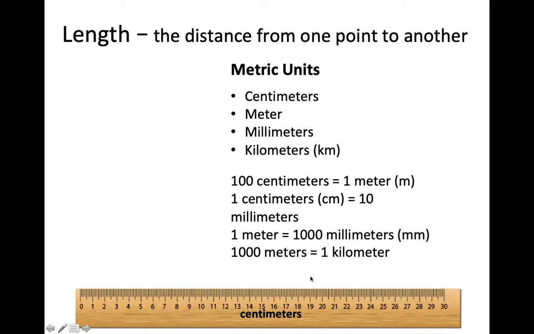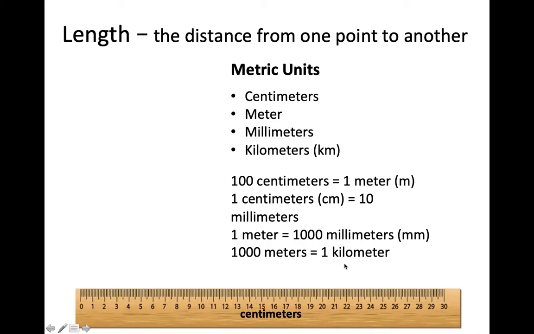I also can use the same math to figure out how many millimeters are in a meter. Because I know that there are 100 centimeters in a meter, and every one of those centimeters has 10 millimeters in it. That's 10 100 times. And 10 times 100 is 1,000 millimeters. So I know that there are 1,000 millimeters in 1 meter.